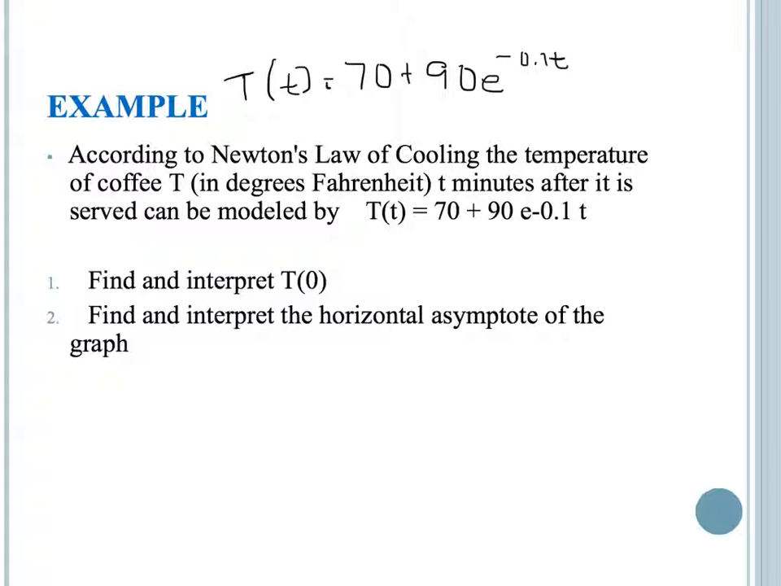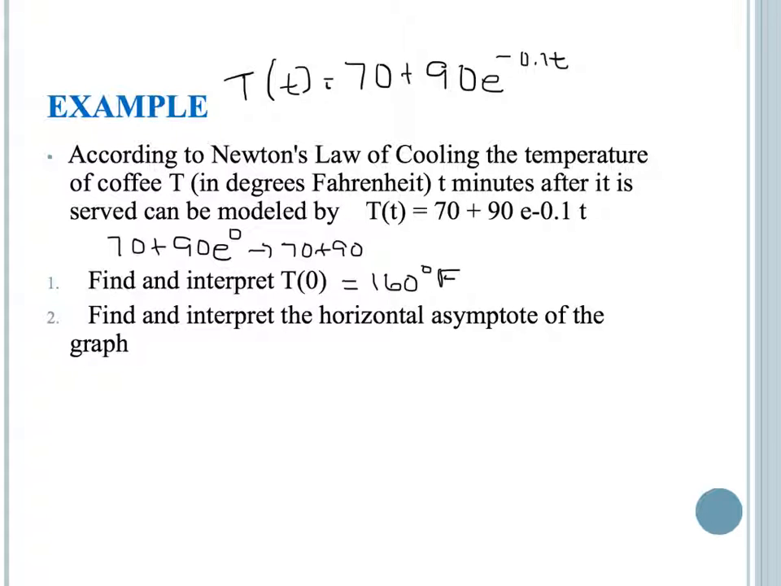So at time 0, the question is, how hot was the cup of coffee? If I plug in 0, I would have 70 plus 90e to the 0. Anything raised to the 0 is 1, so 70 plus 90 is 160, and this is in degrees Fahrenheit. So my original cup of coffee was 160 degrees Fahrenheit, which is incredibly hot. So we're going to let that cool down a little bit.